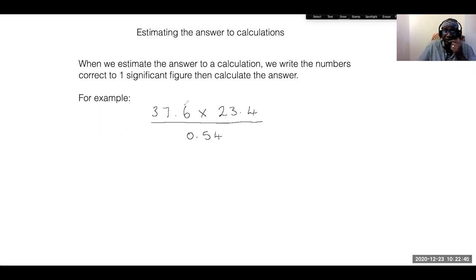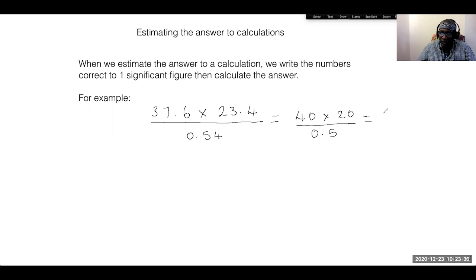The aim of the game here is to make sure that every part of the question is scaled down to one significant figure. So 37.6 will become 40 times 23.4, which will become 20. Because remember, all we're doing is estimating. We're not giving them the exact answer. It's asked us to estimate. And 0.54 will become 0.5.